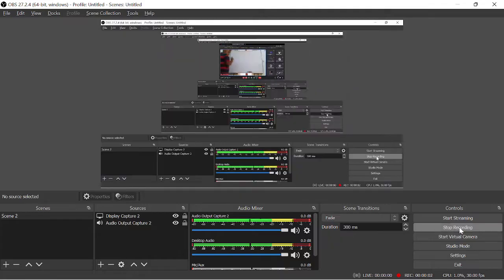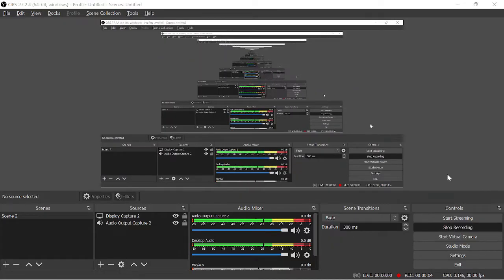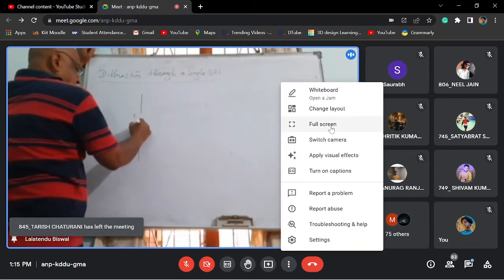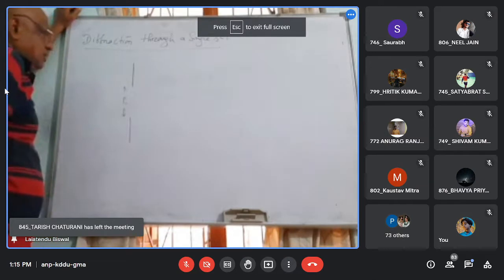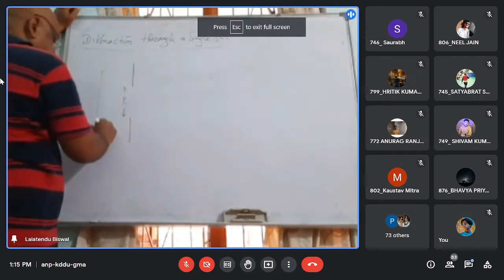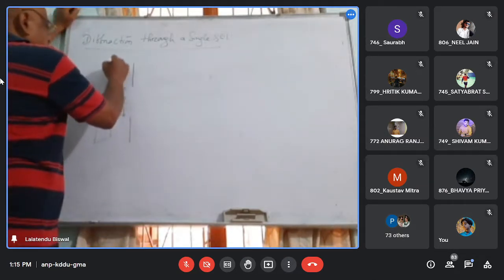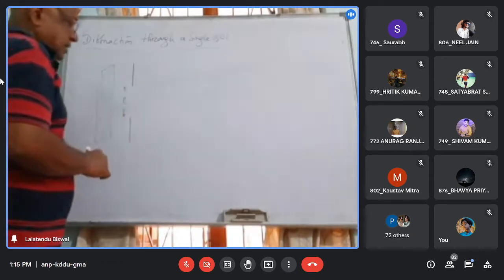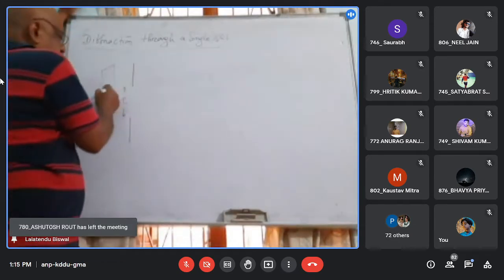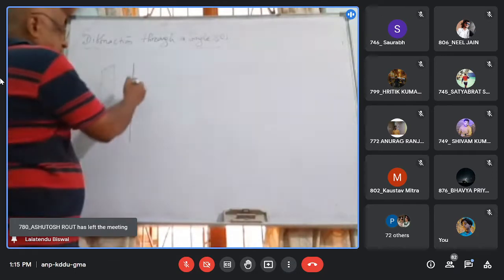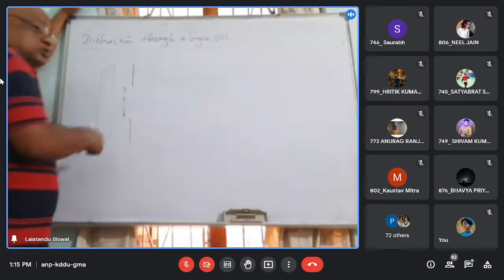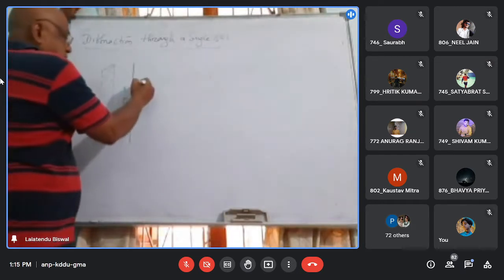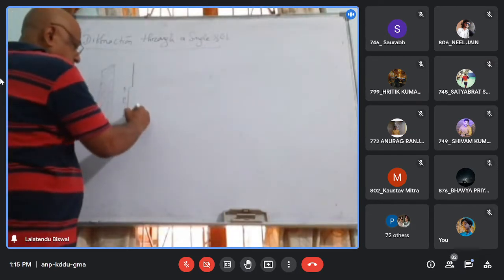If you recall, there was a single slit. The width of the slit is e. We allow the plane wavefront to be incident on it. Then what happened? When the wavefront came in the plane of the slit, most of the portion of the wavefront got blocked. A small portion of the wavefront was allowed to pass through the slit.